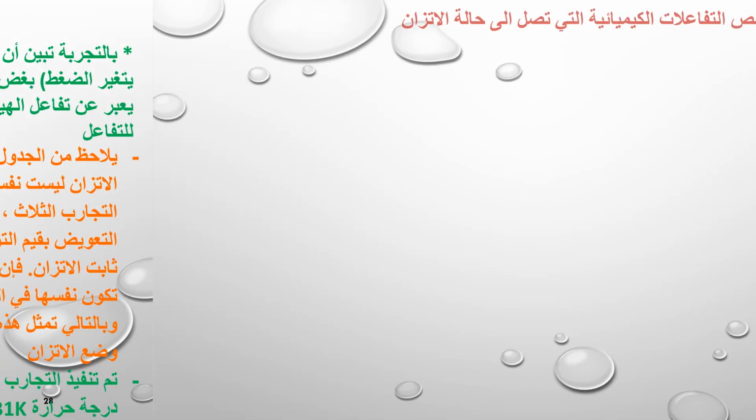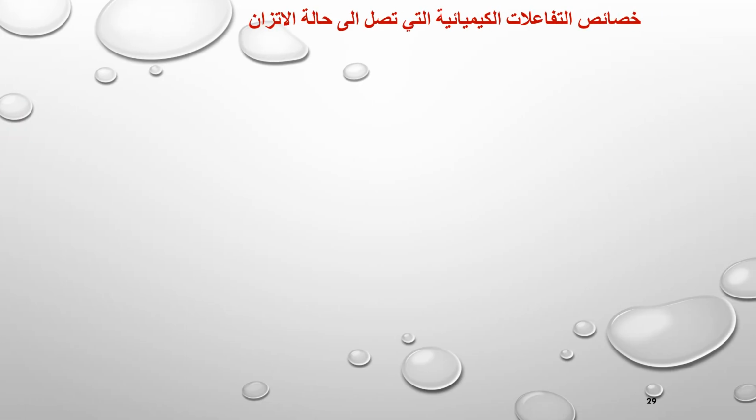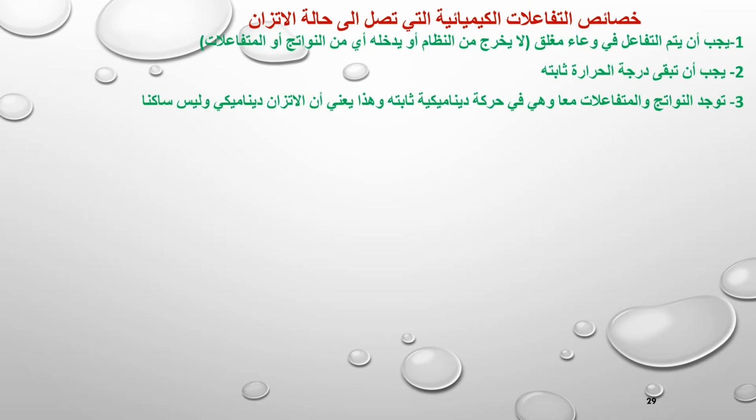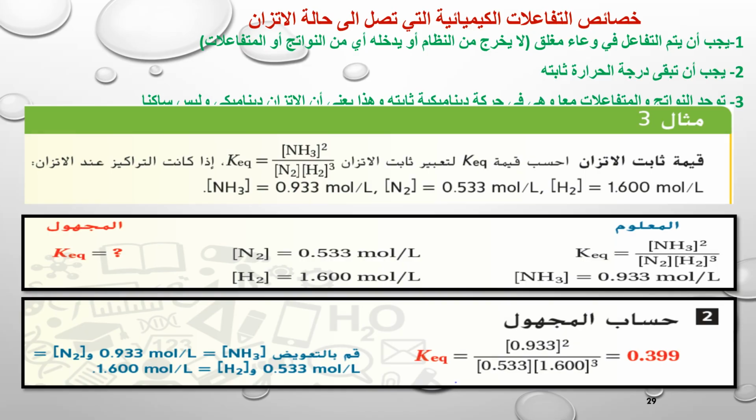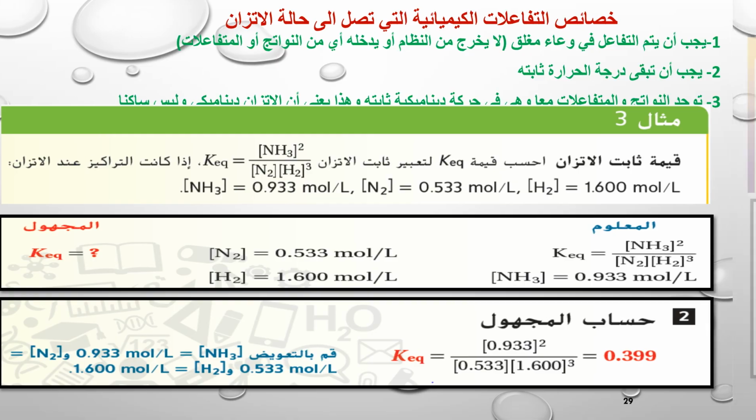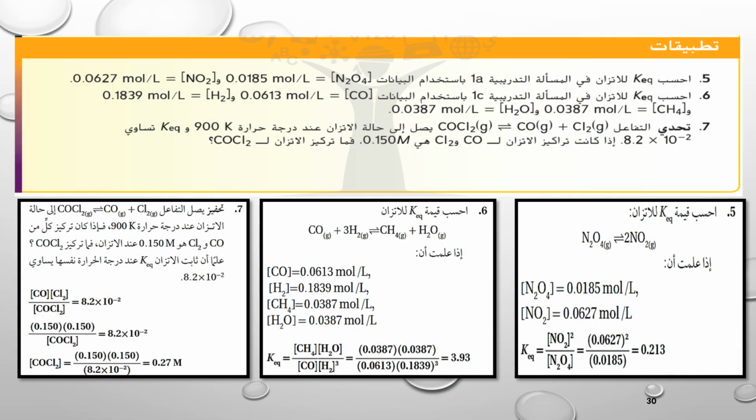The characteristics of chemical reactions that reach equilibrium are: the reaction must occur in a closed container, the temperature must remain constant, and both products and reactants must be present in a dynamic state. Dynamic equilibrium means that the forward and reverse reactions are continuously occurring at equal rates. The 3 graphs here illustrate the changes in concentration for the same reaction under different initial conditions. In all cases, the reaction reaches dynamic equilibrium, where the concentrations of reactants and products become constant over time.